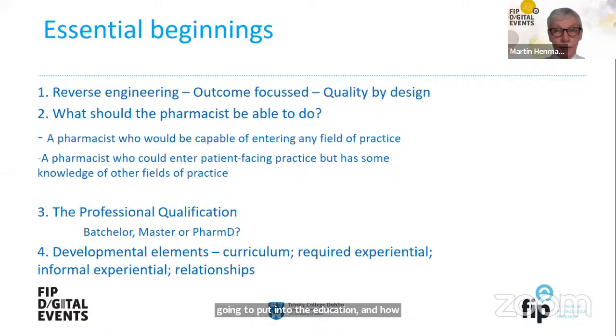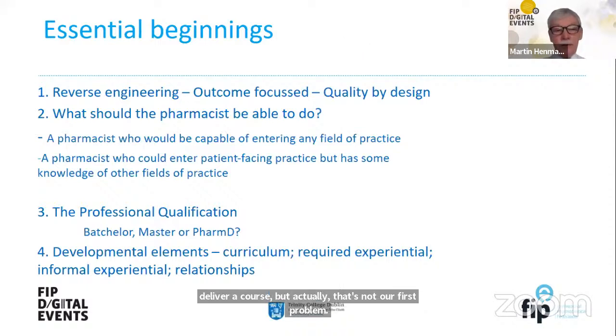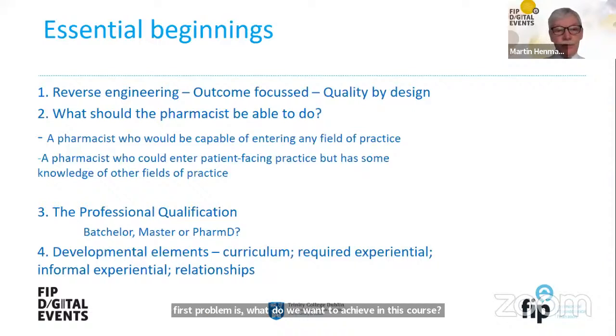So we're starting from there to think about what we're going to put into the education and how we're going to develop it. One of the reasons for that is because it's very easy to start off thinking simply about content. Do we have enough pharmacologists, enough pharmacognosists, enough pharmaceuticists, pharmaceutical technologists to deliver a course? But actually, that's not our first problem. Our first problem is, what do we want to achieve in this course? So what should our pharmacists be able to do?